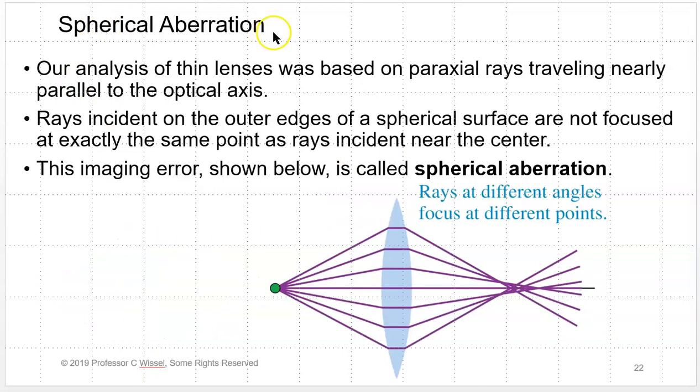Spherical aberration can happen to anybody, including mirrors and lenses. Our analysis of thin lenses was based on paraxial rays traveling nearly parallel to the optical axis. In reality, most of the time they aren't. So what happens is rays incident on the outer edge of the spherical surface are not focused exactly to the same point as rays incident near the center. The ones that go through the outer edge have a shorter focal length than the ones that go through the center. And this is called spherical aberration. And this makes things that look like blurs or rings around light.